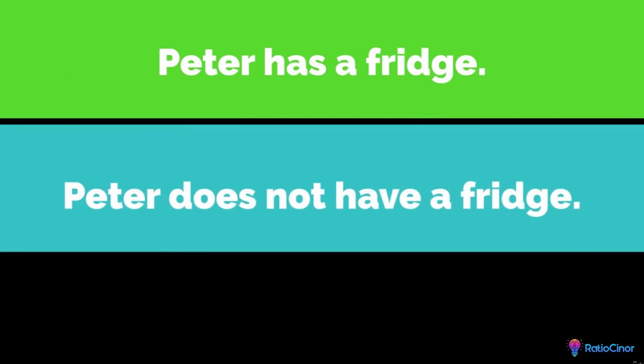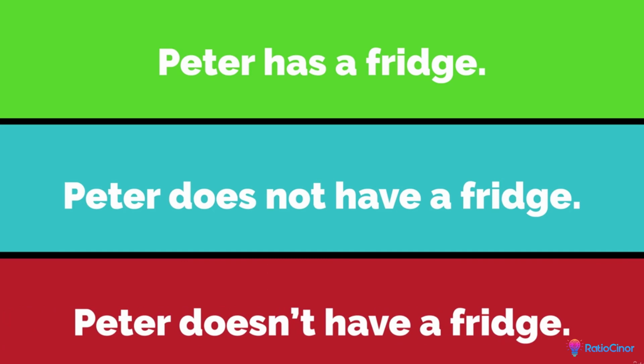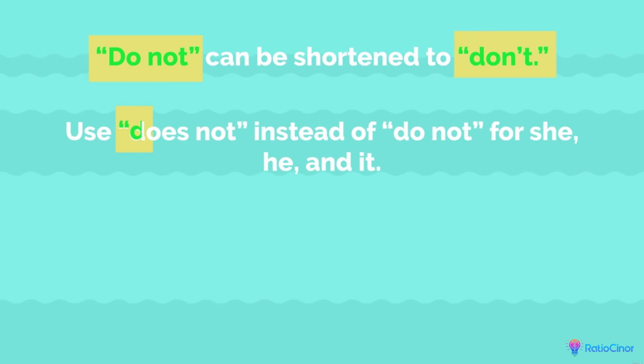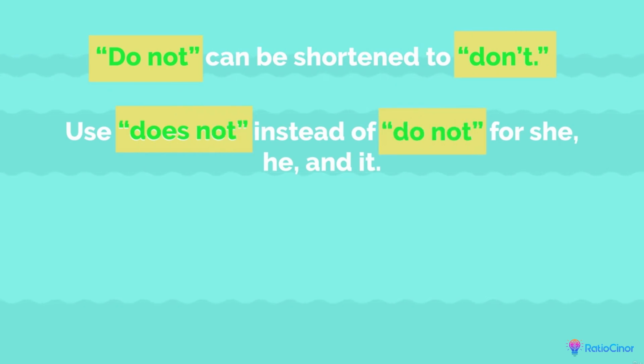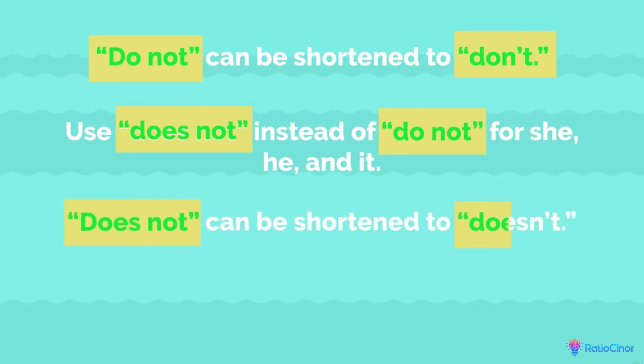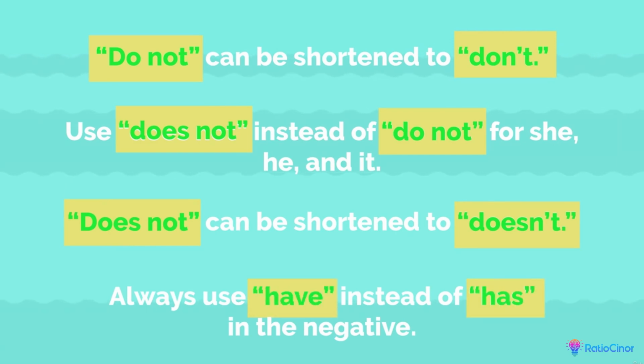Peter has a fridge. Peter does not have a fridge. Peter doesn't have a fridge. Use does not instead of do not for she, he, and it. Does not can be shortened to doesn't. Always use have instead of has in the negative.